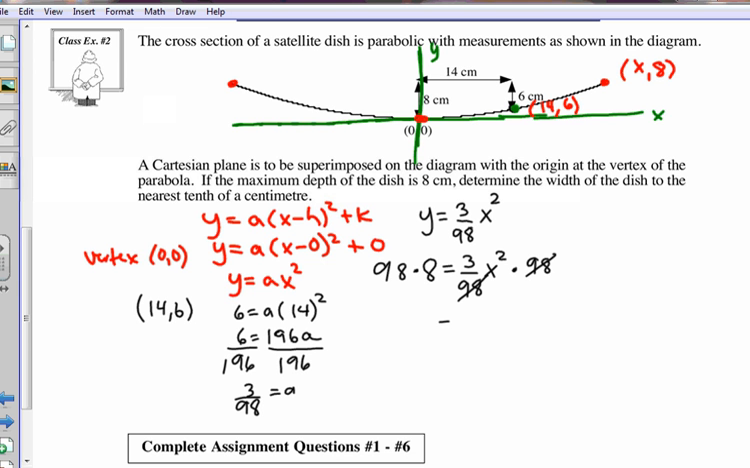Okay, so on this side we have 3x squared. 98 times 8, 784. Now what? Divide by 3, and then square root it. So divide by 3 is 261.3, and then do what? Square root it. So what is the square root of that?